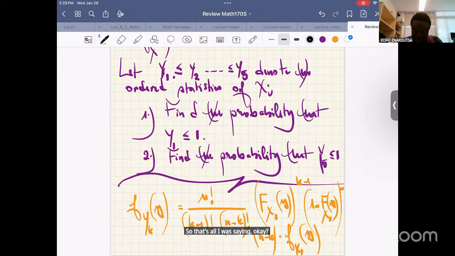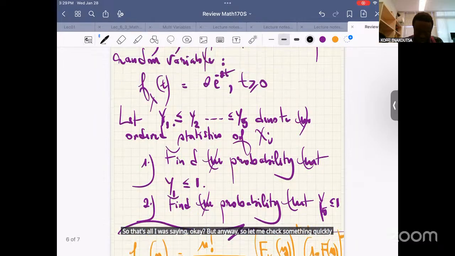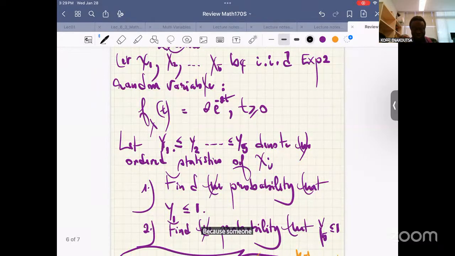But anyway, let me check something quickly over here, because someone talked about it too. Look, between lowercase f_X and the capital F_X, one of them is obtained as the derivative of the other one. So if you want to find capital F_X at t, then you need to take the integral of this expression. So we don't need the 2 over there. Does that make sense, guys?